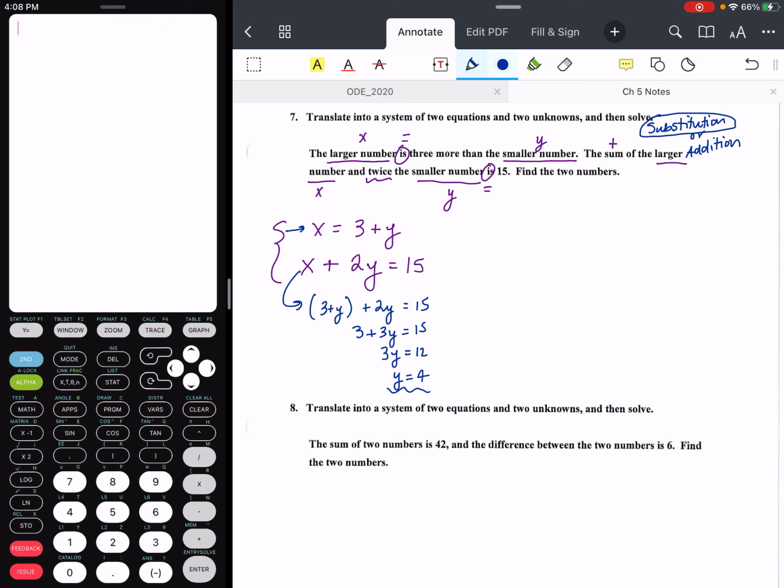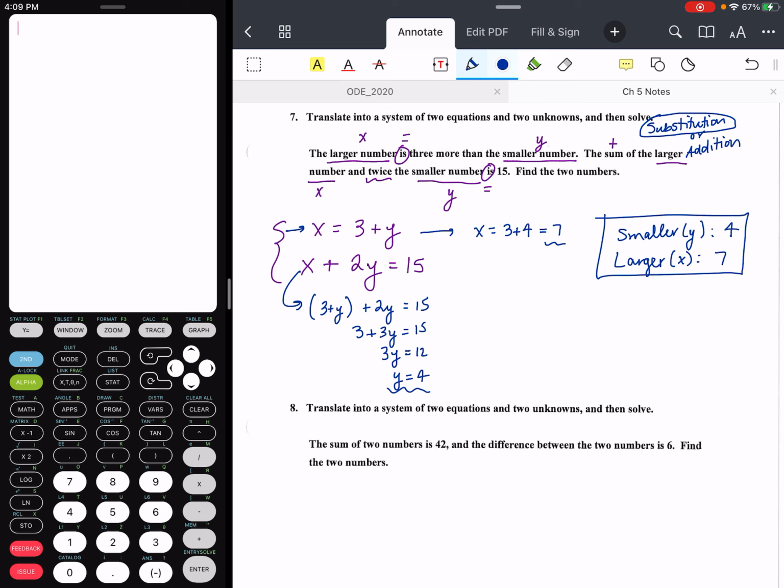And then we can take that top equation to solve for X. X equals 3 plus Y, which is 3 plus 4, which gives me 7. So we had our smaller number, which we were calling Y, and that's 4. Then we had our larger number, which we were calling X, and that's 7.